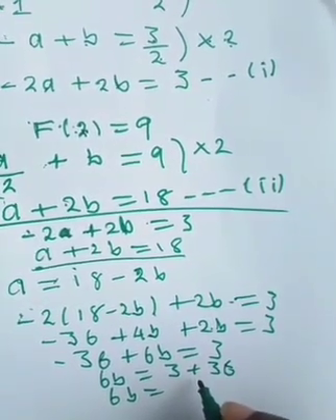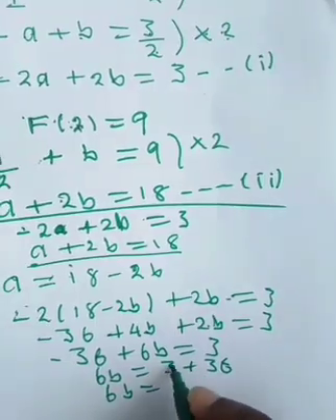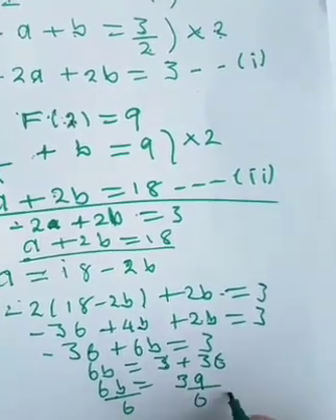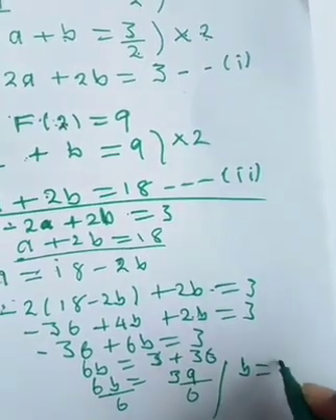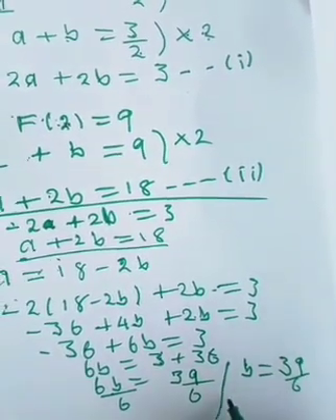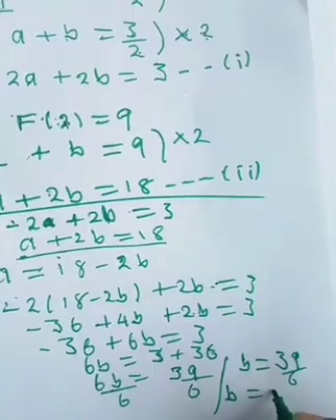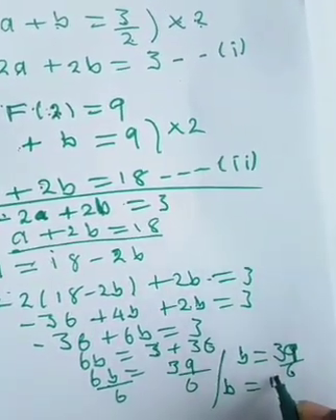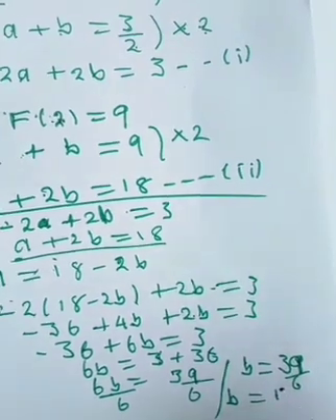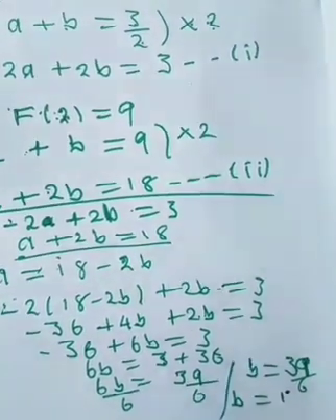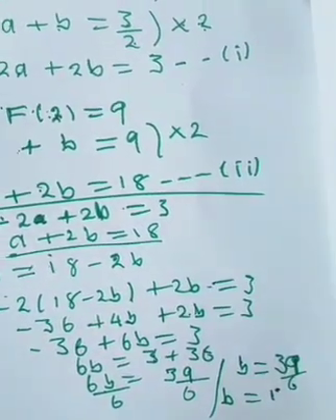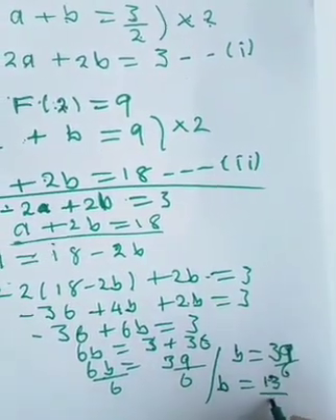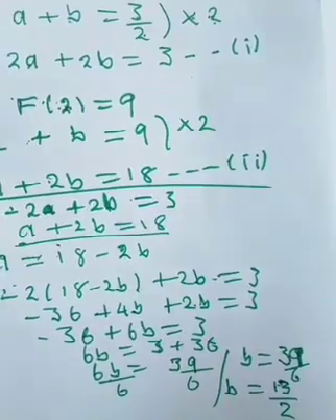is going to give us 39 over 6. So b is going to be equal to 39 over 6, which we can simplify. 3 into 39, it is 13. Then 3 into 6, it is 2. So I can simplify this as 13 over 2 as the value for b.